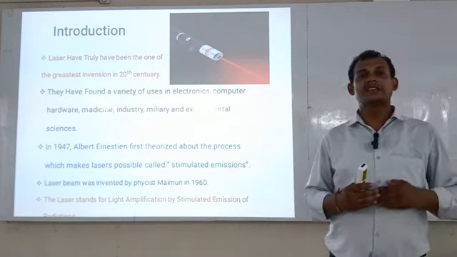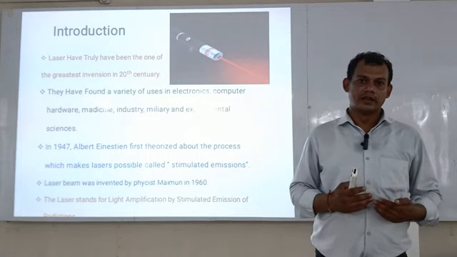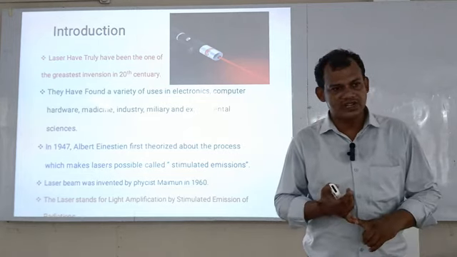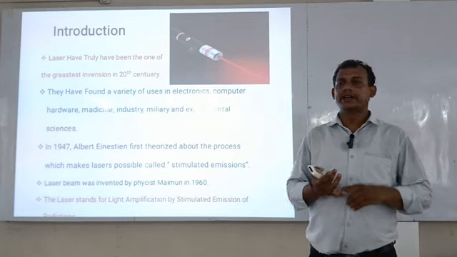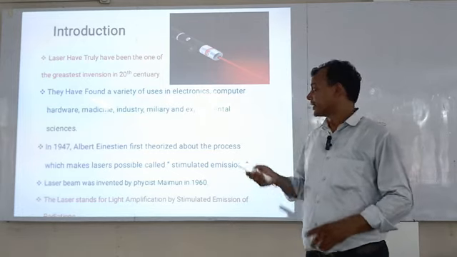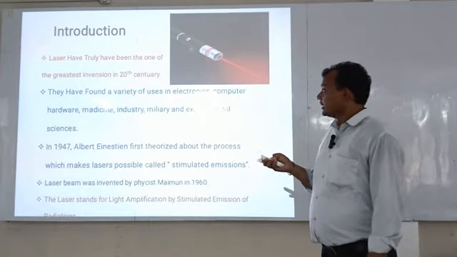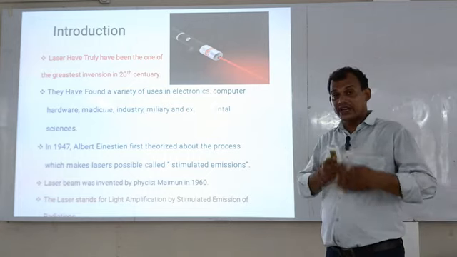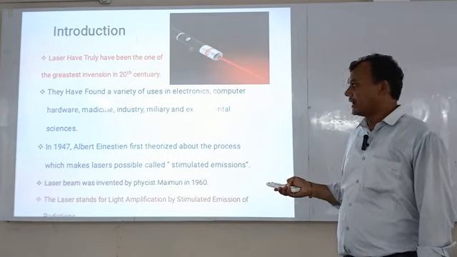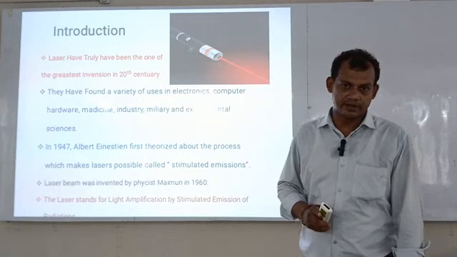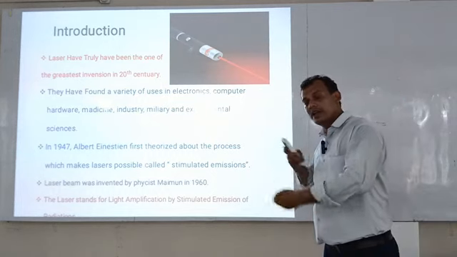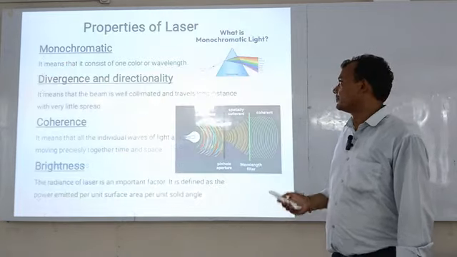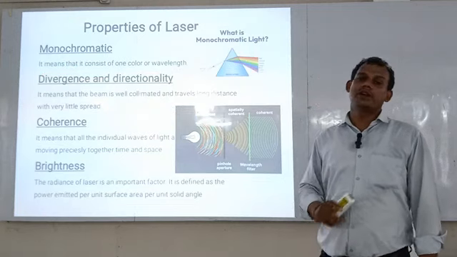Introduction means, what is laser? Laser is a light, which is the short form of light amplification by stimulated emission of radiation. It is the greatest invention of the 20th century. It was theoretically proposed by Albert Einstein in 1917, but it was experimentally demonstrated by M. Lehman in 1960.